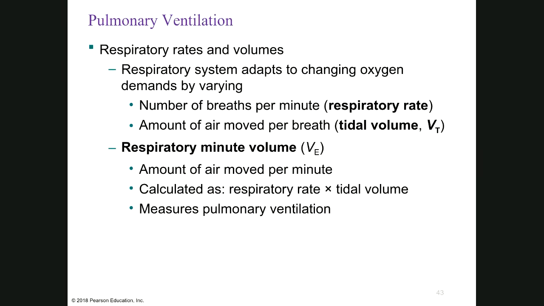Respiratory systems adapt to changing oxygen demand by varying the number of breaths per minute, which is the respiratory rate, and also the amount of air per breath, which is the tidal volume. The respiratory minute volume is the amount of air moved per minute, calculated by respiratory rate multiplied by the tidal volume. That measures the pulmonary ventilation.